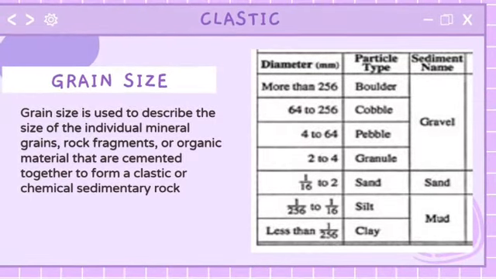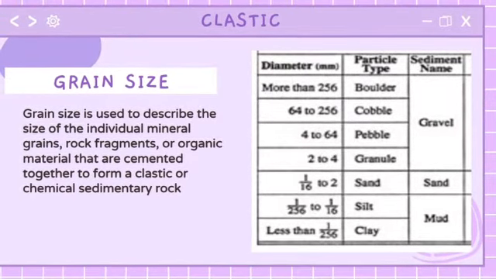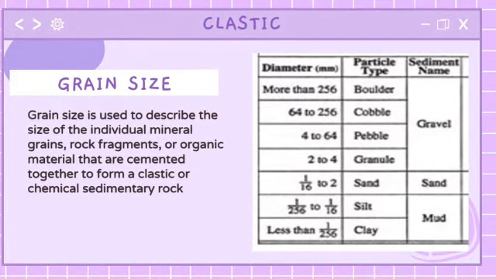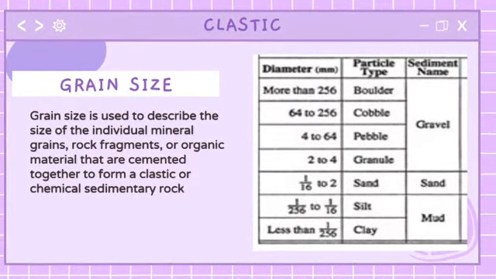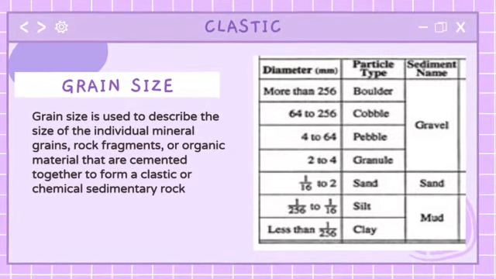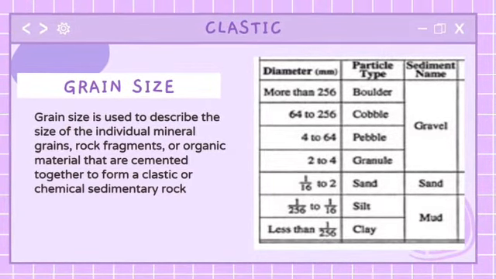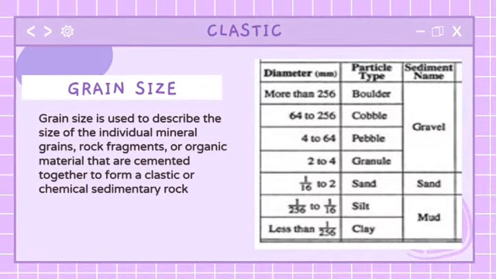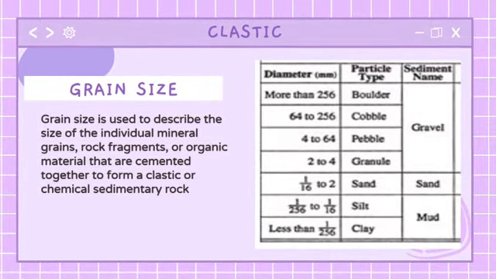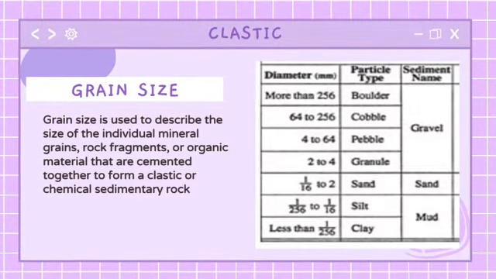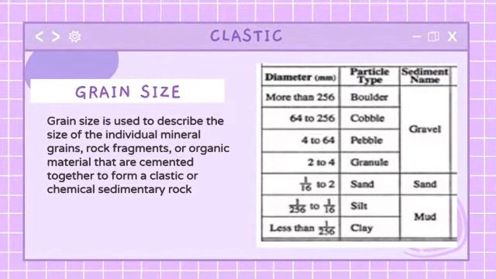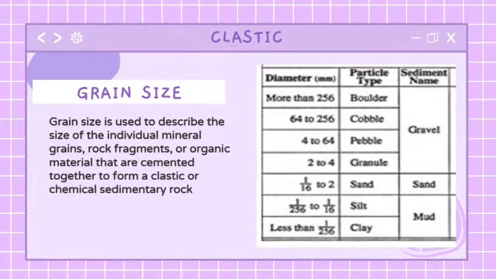If the diameter is 1/16 to 2 mm, the particle type is sand. If 1/256 to 1/16 mm, the particle type is silt. If the diameter is less than 1/256 mm, the particle type is clay. So, silt and clay have the sediment name mud. And for sand, the sediment name is sand.